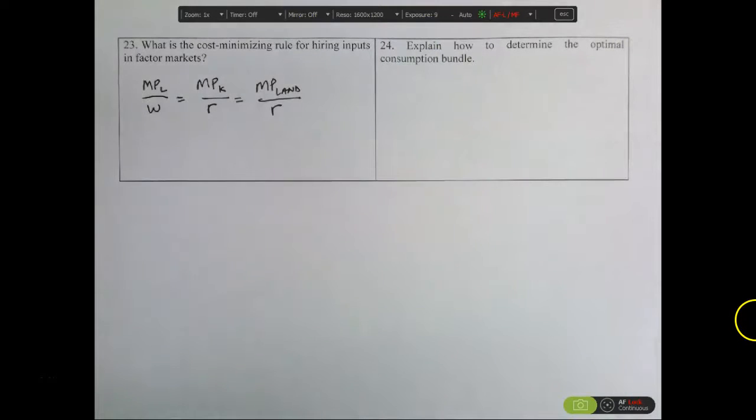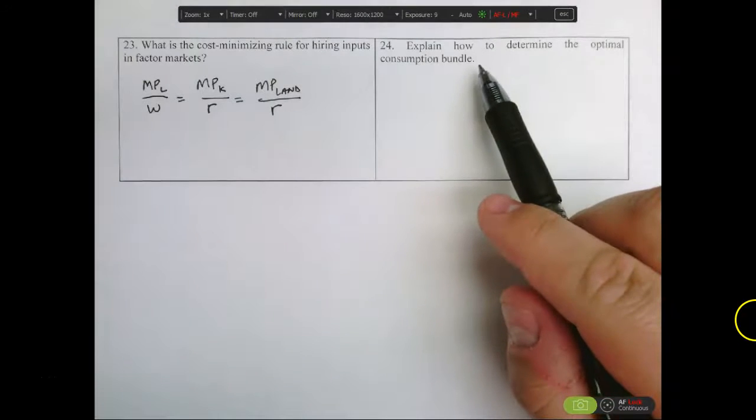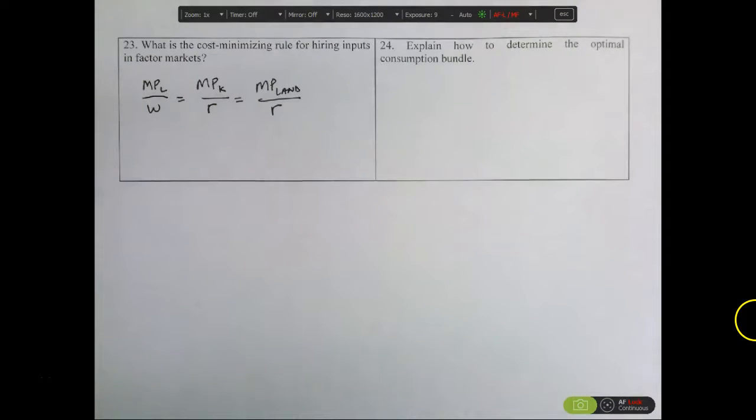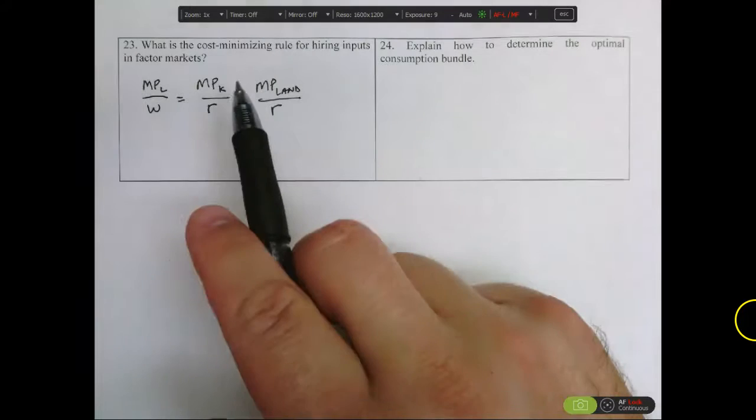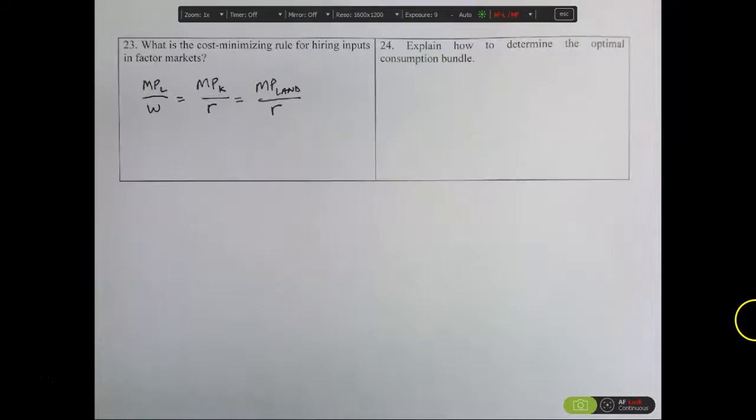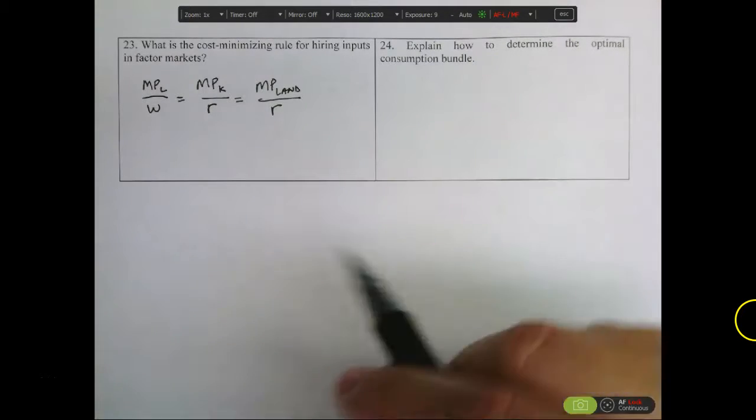In this section, we're looking at trying to determine the optimal consumption bundle, keeping in mind the idea that we are limited to a certain budget. So how do we make sure that we get the maximum value out of the money we have available? And the answer is very similar to what we did with cost minimizing hiring of inputs. We're looking to make sure we get the biggest bang for our buck.